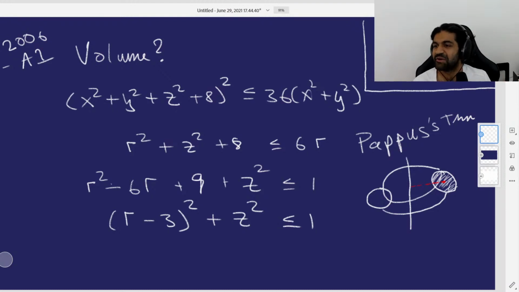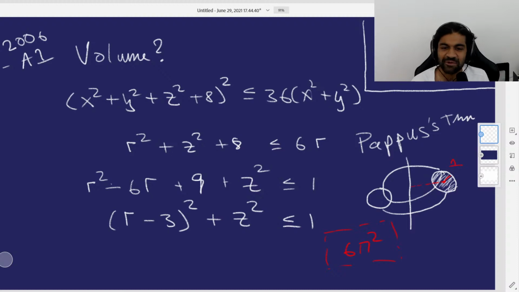So in this case, what is the area of the disk in question? The area of the disk is going to be pi because the radius of this disk is going to be 1, right? And the distance through which the center of mass is being rotated is going to be 6 pi, right? And so the answer here is going to be 6 pi squared.